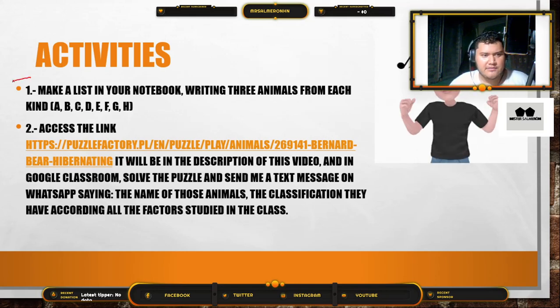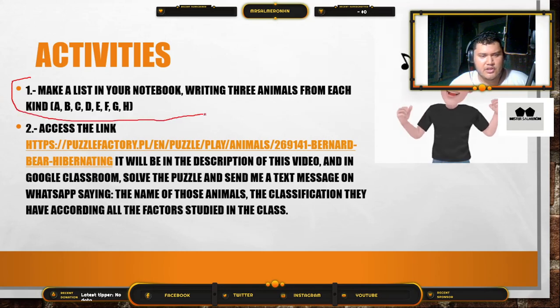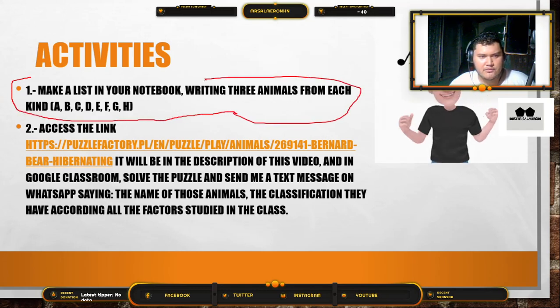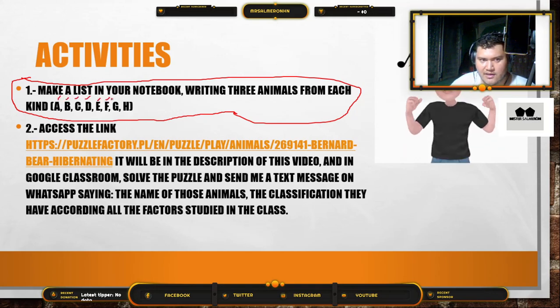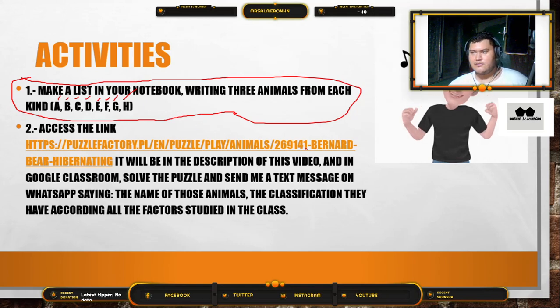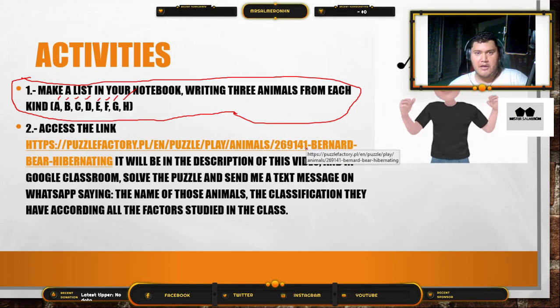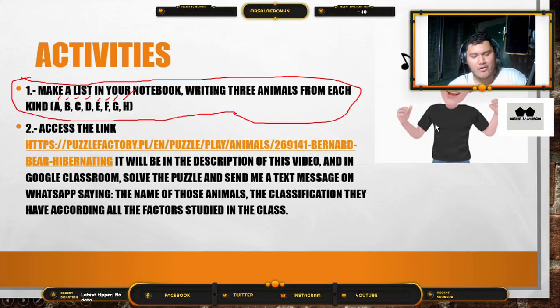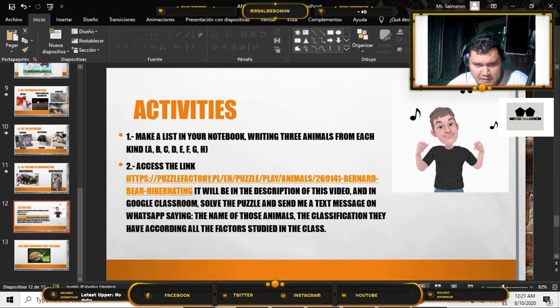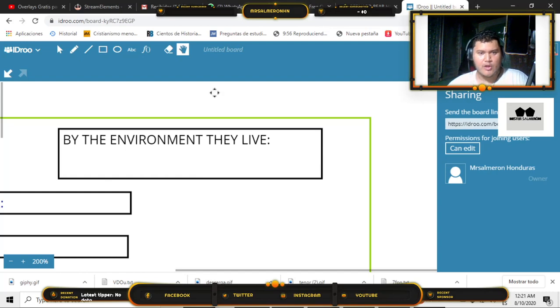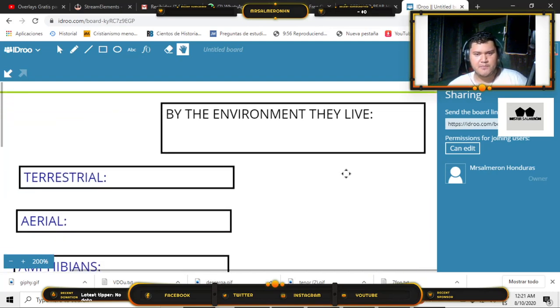Activity number 1: make a list in your notebook writing 3 animals from each kind. So you are going to write 3 examples of the A, B, C, D, E, F, G, H. Maybe you're going to say, I don't understand. Oh, don't worry, I'm going to explain that. For example, you're going to do it like this.